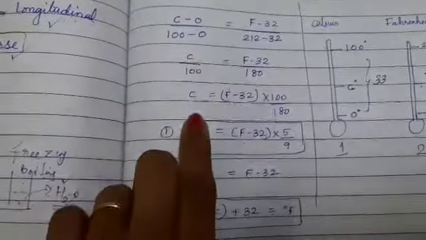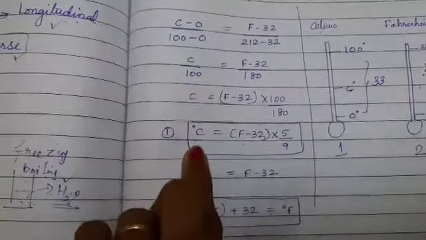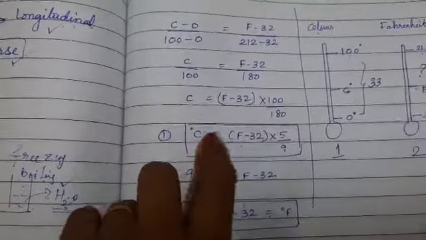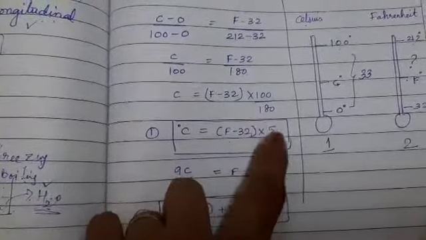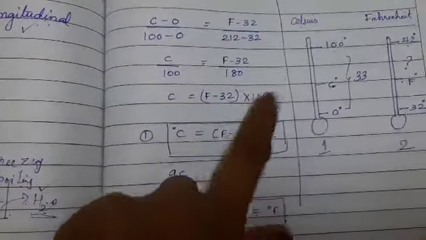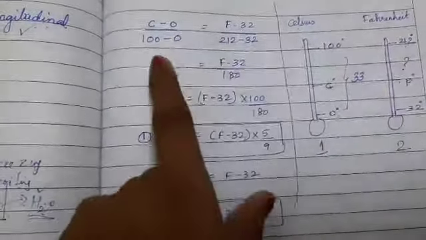Now I want only the C, Celsius, on the left hand side. That is my unknown. Okay. So F minus 32 into this 100 will go this side, 100 by 180. If I do the cancellation, it becomes 5 by 9. Okay, so the formula has now become degree Celsius is equal to degree Fahrenheit minus 32 into 5 by 9. Did you understand now how this 5 by 9 came?